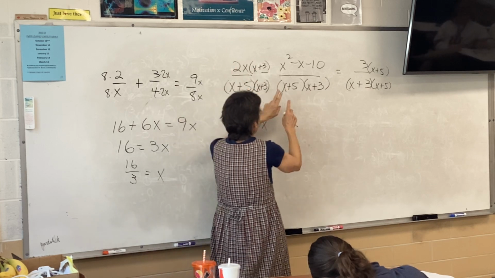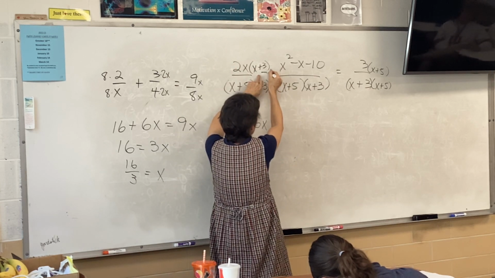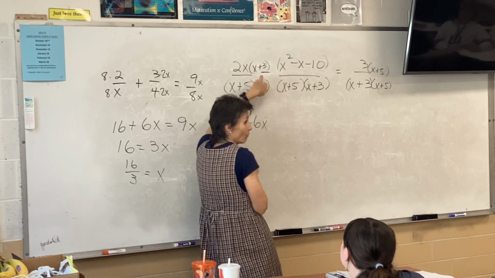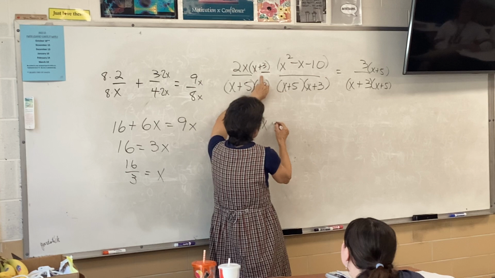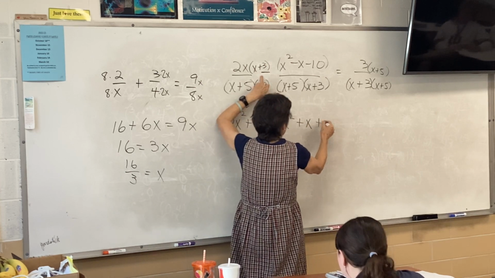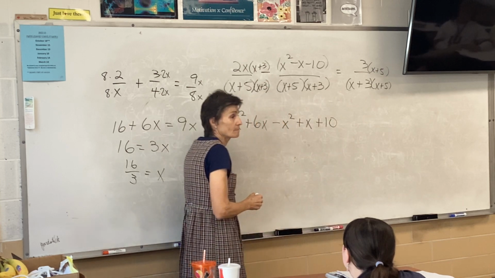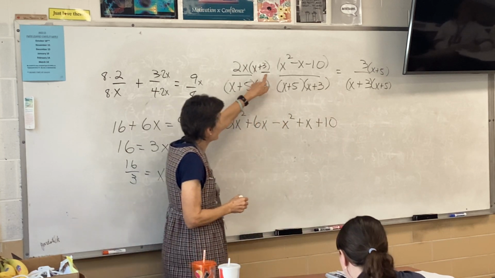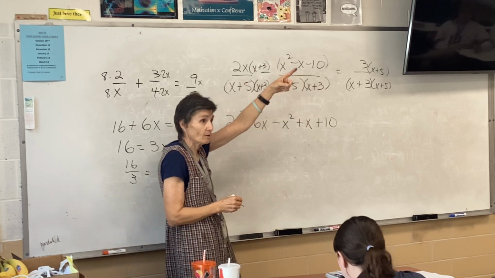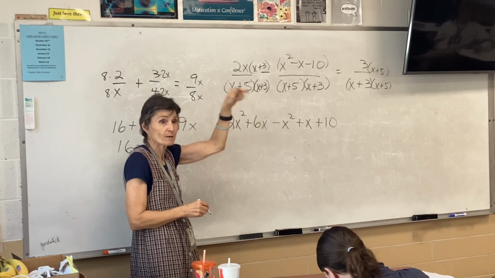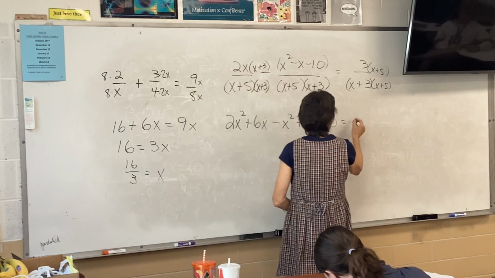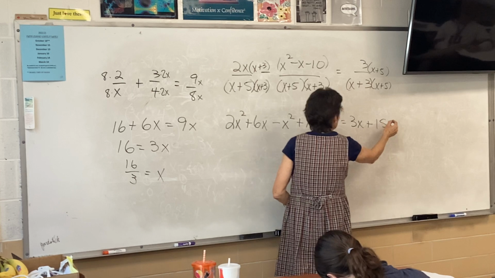Now be careful with this one. See this minus sign right here? That's subtracting that whole fraction. So it's gonna be minus x squared plus x plus 10. This minus goes with the whole fraction. So it's distributed all the way through, subtracting everything in the numerator. Equals 3x plus 15.